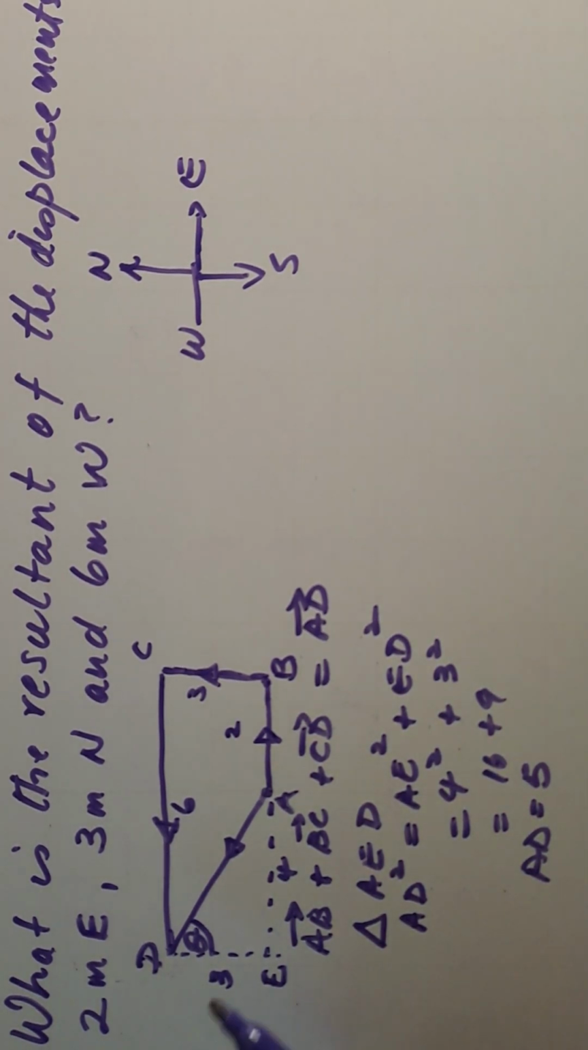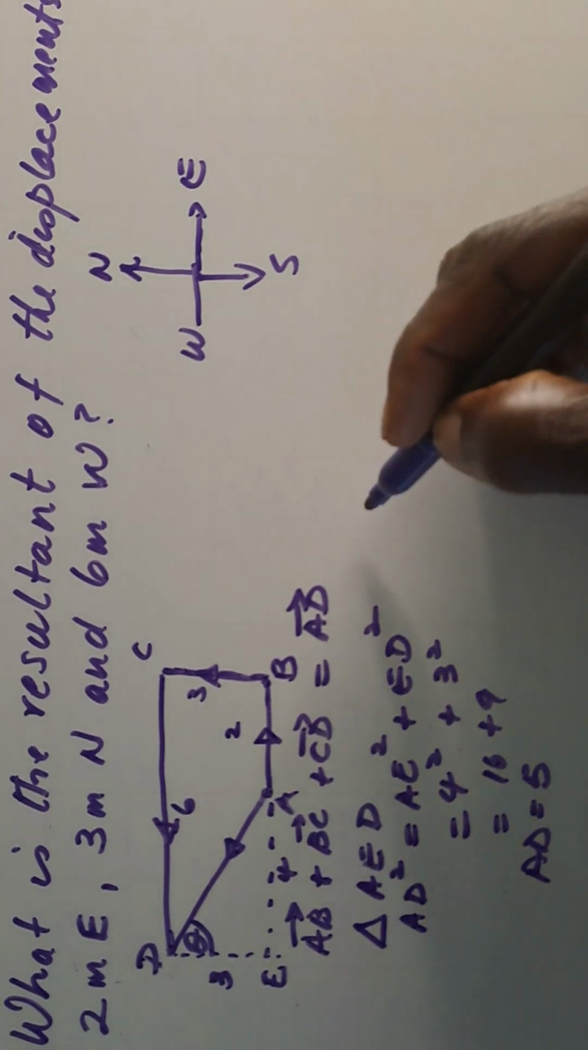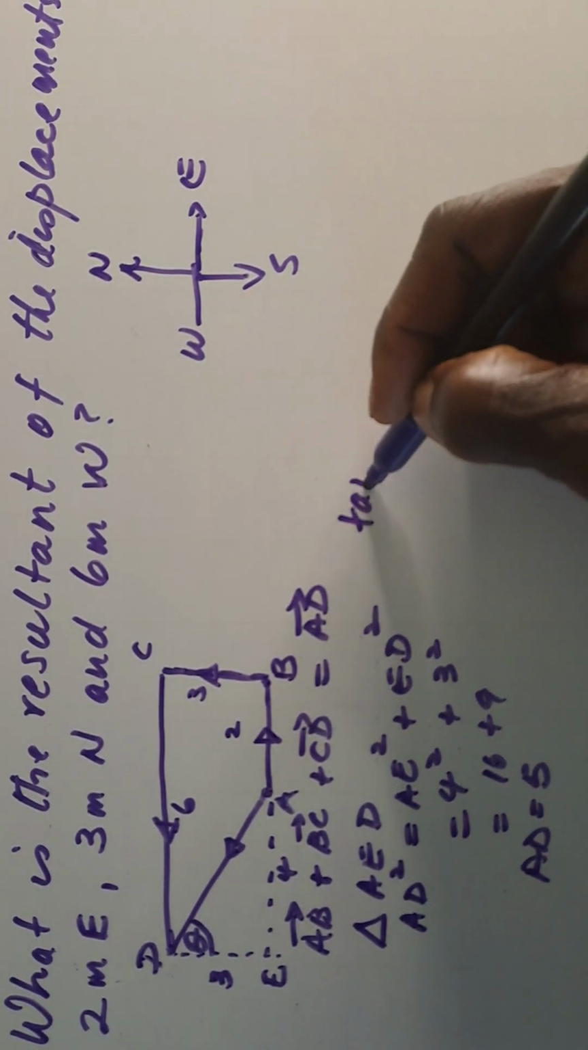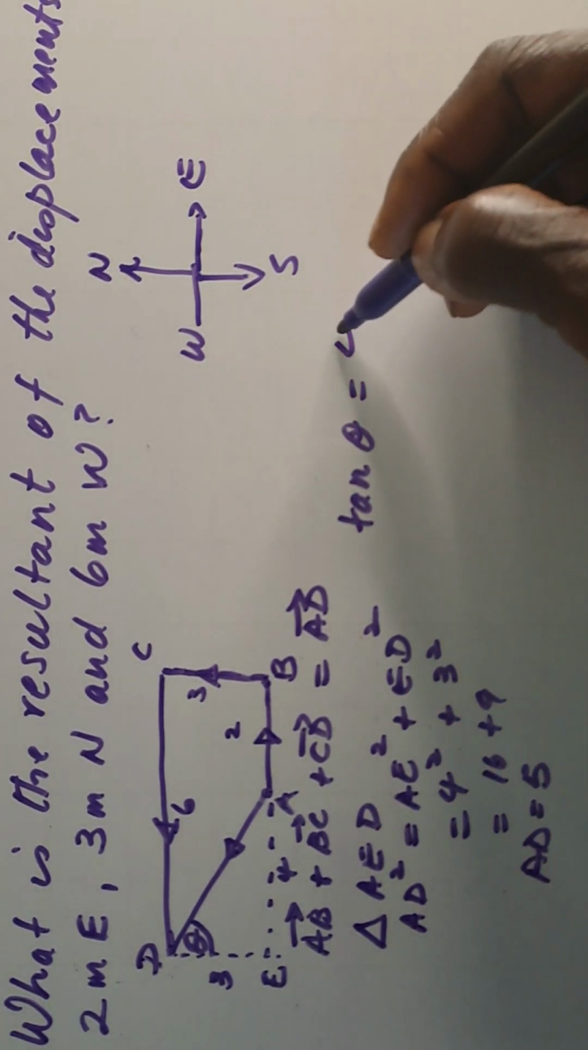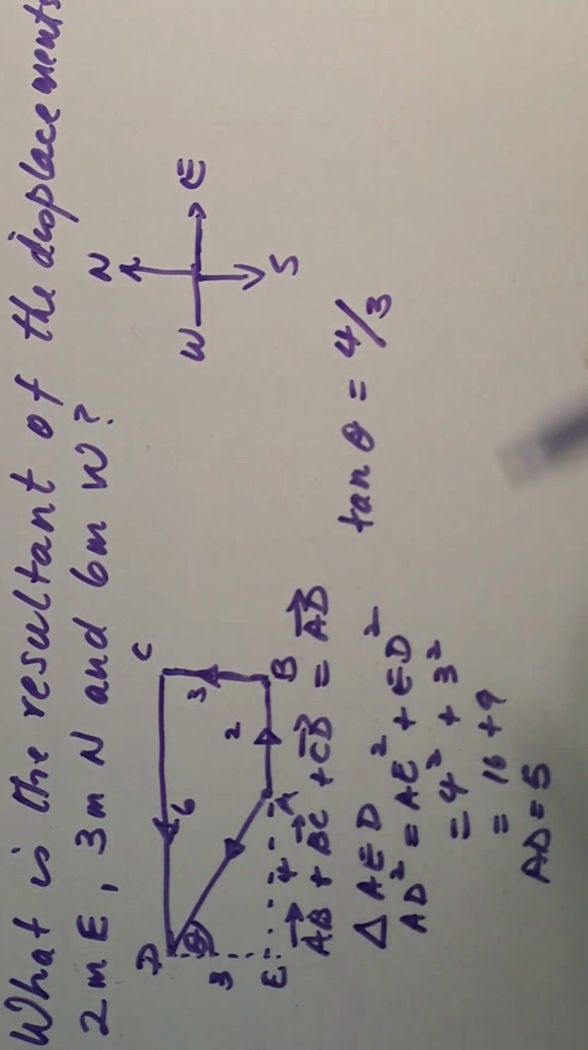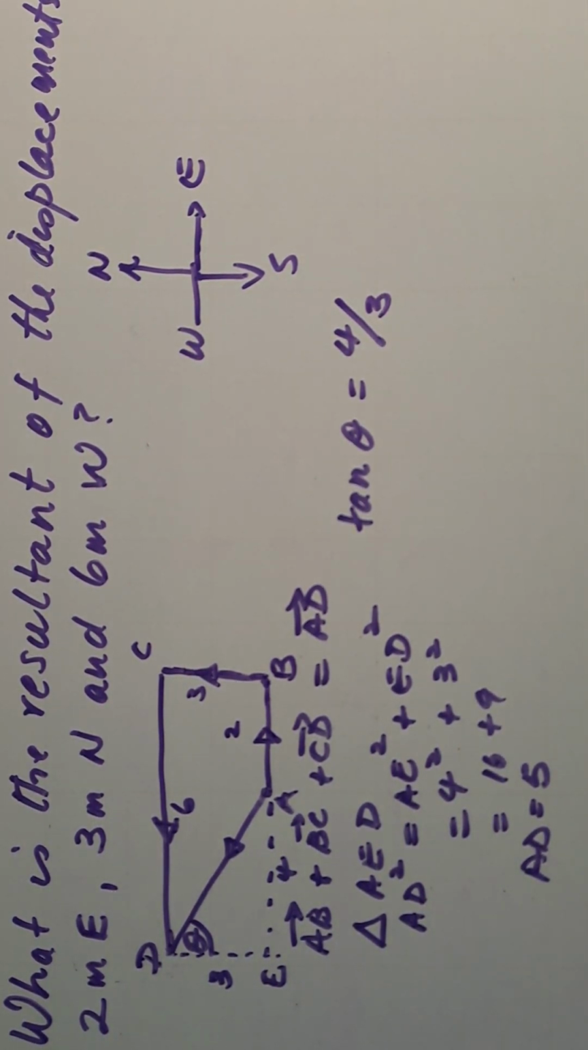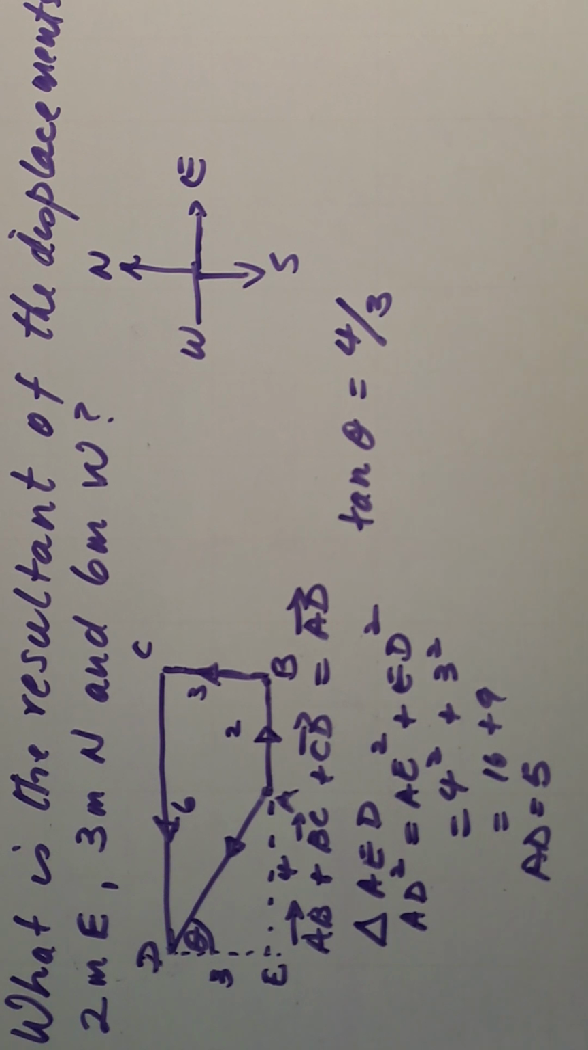Now if we look at theta, if we want to find the angle theta, we have that tan theta is the opposite side over the adjacent side, which is 4/3. So that's the angle tan theta. So if you want to find theta, we just have to find tan inverse, which is tan inverse of 4/3, to find theta.